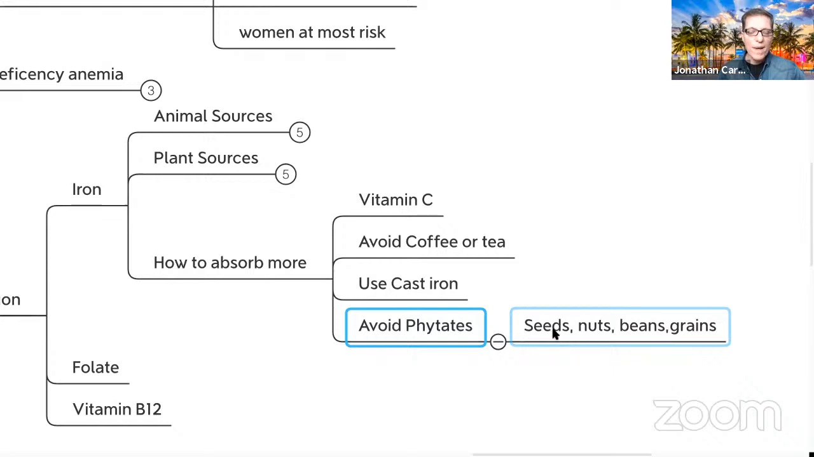So we had a whole lecture on traditional methods of preparing foods, which include fermenting, sprouting, and soaking. We spoke about those in depth, and seeds, nuts, beans, and grains should be soaked or sprouted. You can just soak almonds overnight, as an example. Beans, of course, are best pressure cooked, but certainly soaked a sufficient amount of time and rinsed is going to be important, and same with grains.